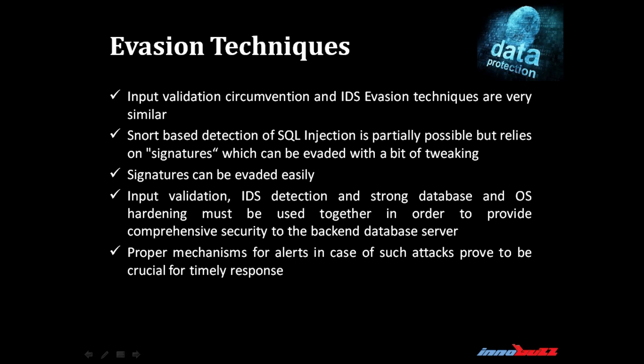IDS or IPS should never be used alone to protect applications from SQL injection vulnerabilities. It should be implemented as an alerting mechanism. Input validation, IDS detection, and strong database and OS hardening must be used together in order to provide comprehensive security to the backend database server. Proper mechanisms for alerts in case of such attacks prove to be crucial for timely response.